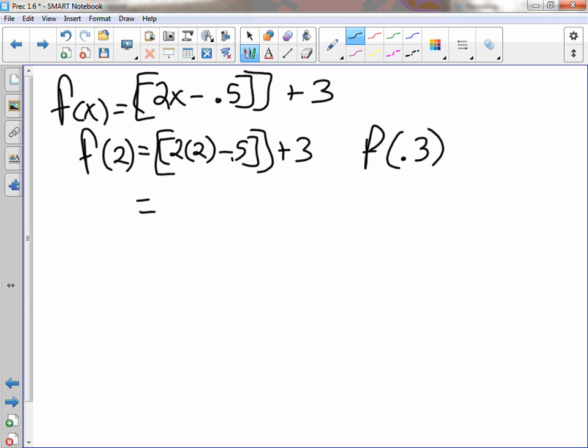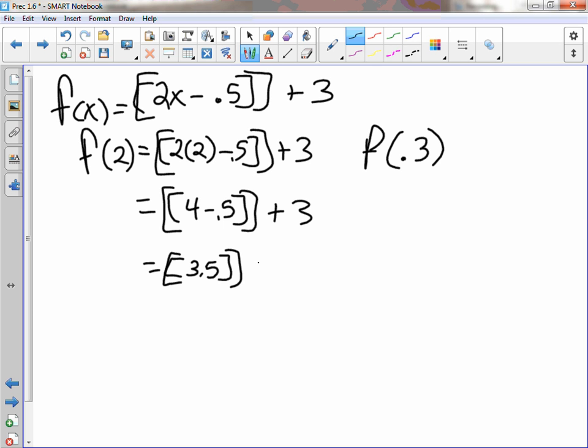So what we're going to do first is everything inside here first. So we'll do 2 times 2, which is 4. Well, 4 minus 0.5 will give us 3.5. Well, our 3.5 stair step, the greatest integer less than or equal to 3.5 is 3. Well, 3 plus 3 is 6, and that's it.